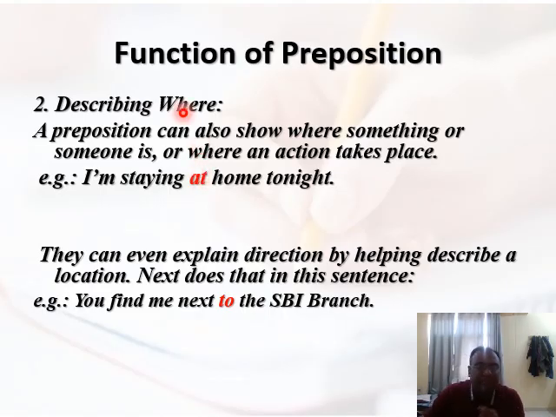Describing the place or where. A preposition can also show where something or someone is, or where an action takes place. I am staying at home tonight. At home tonight means I will stay in my home or inside the home. They can even explain direction by helping describe a location. Next to does that in the sentence. Suppose you find me next to the SBI branch. Next to the SBI branch means I will be standing there beside or nearby the SBI branch.